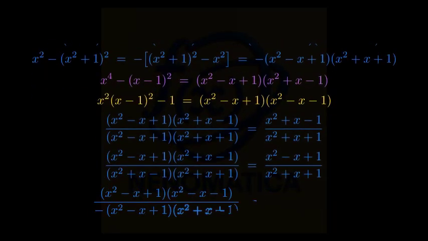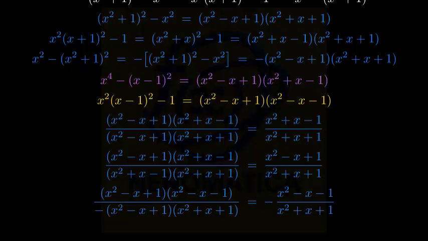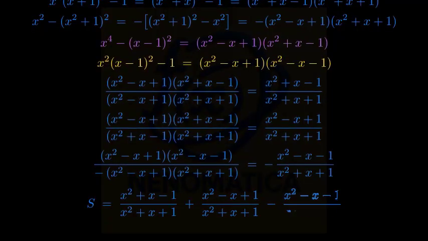For the third fraction, there is an overall negative sign in the denominator. After cancellation, that becomes minus (x squared minus x minus 1) over (x squared plus x plus 1). Step 4. Put these simplified results back into the original sum. All three fractions now share the same denominator, x squared plus x plus 1.